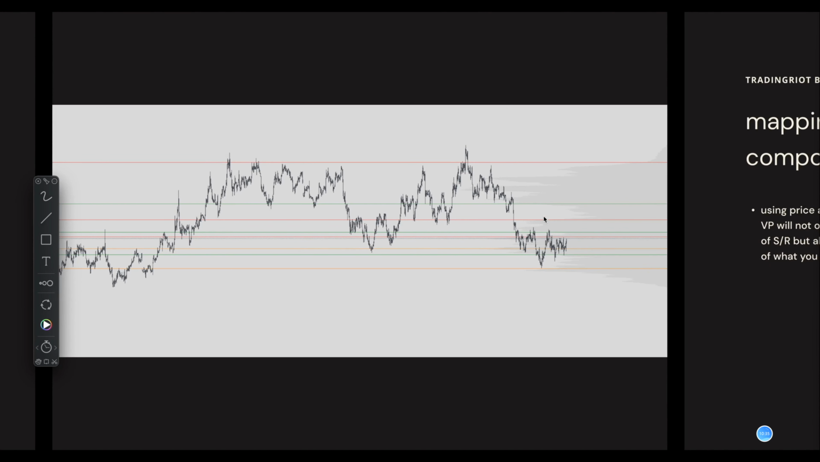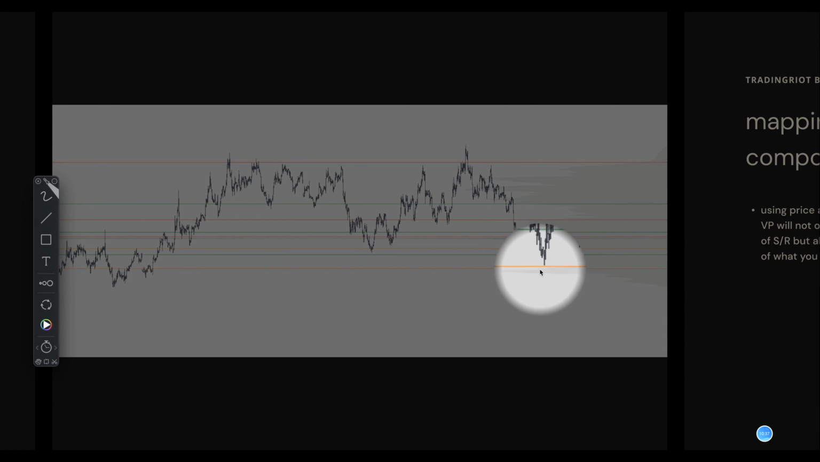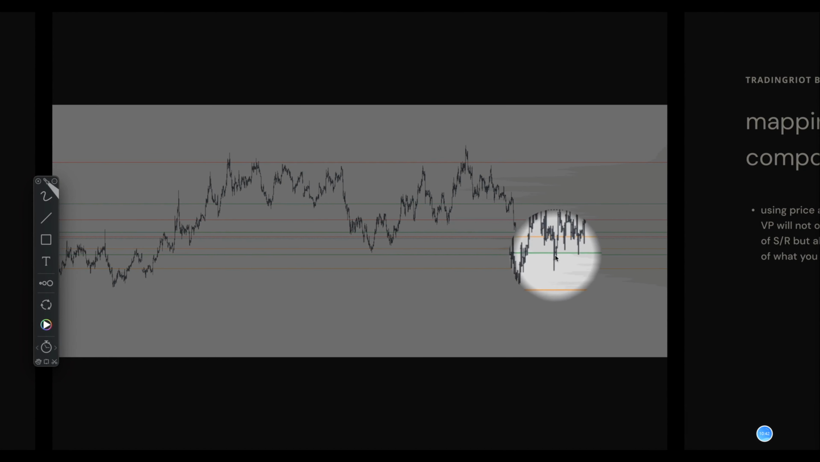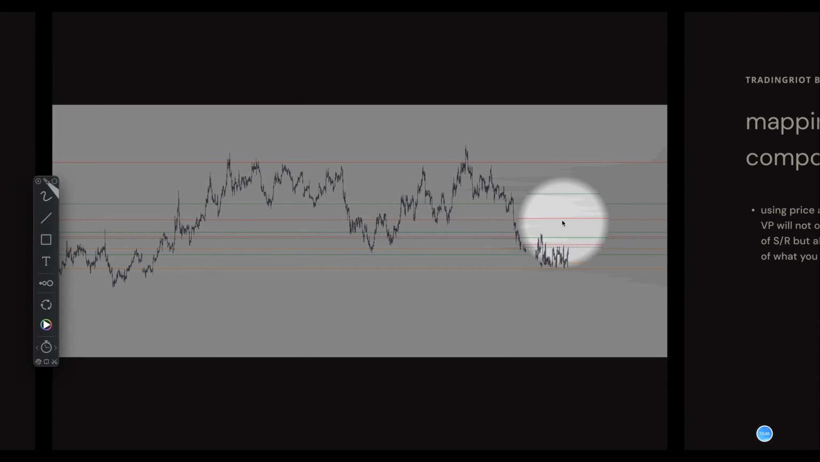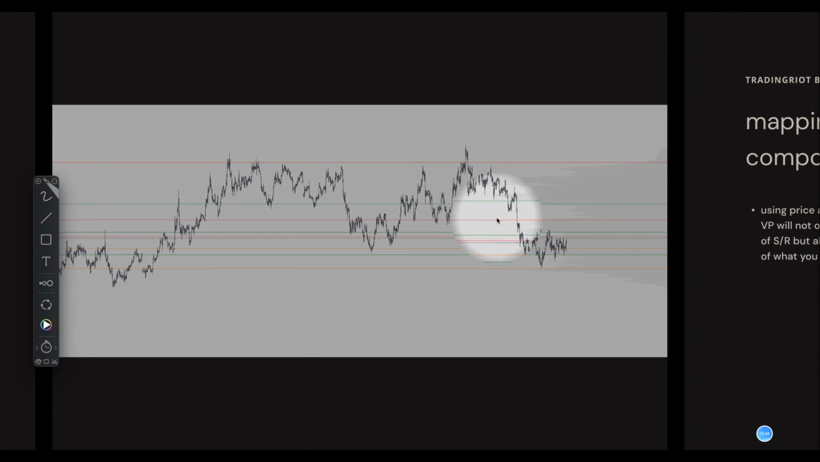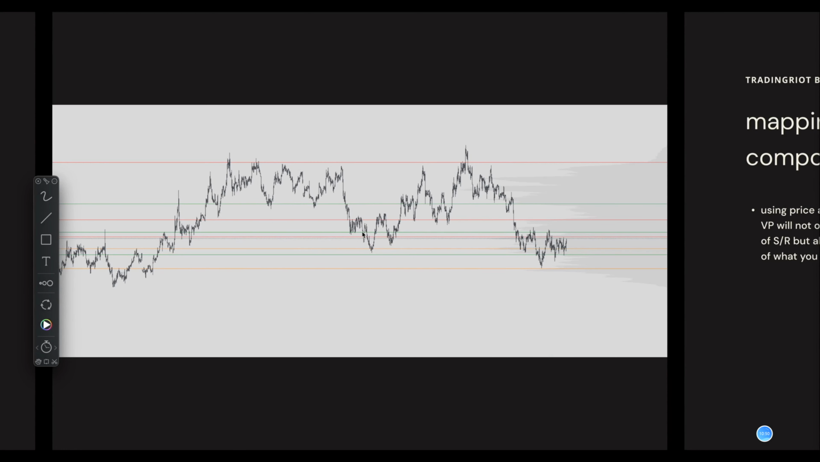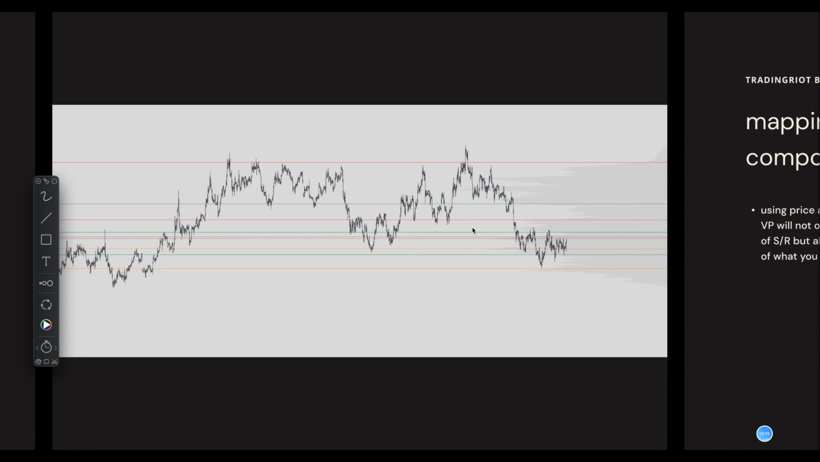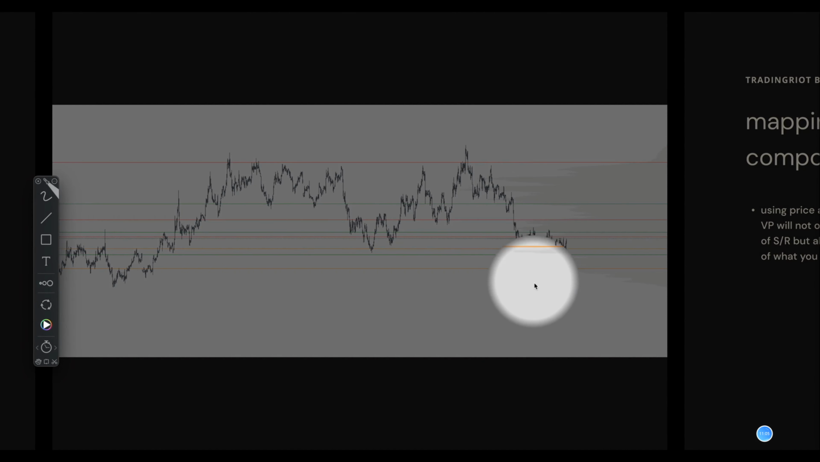When you are marking these levels, I use these colored lines: orange for POCs, green for the bottom of the high volume nodes, and red for the top of the high volume nodes. I always connect them with price action. I will show you this later on, but just slapping the line here without taking any price action into consideration is a little bit of a lazy approach.